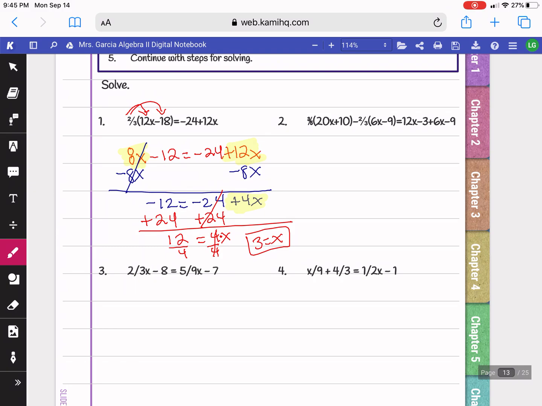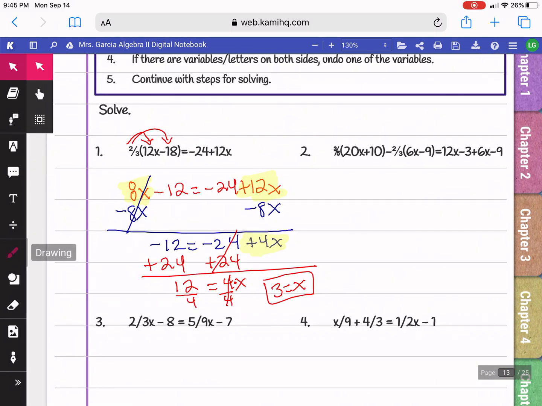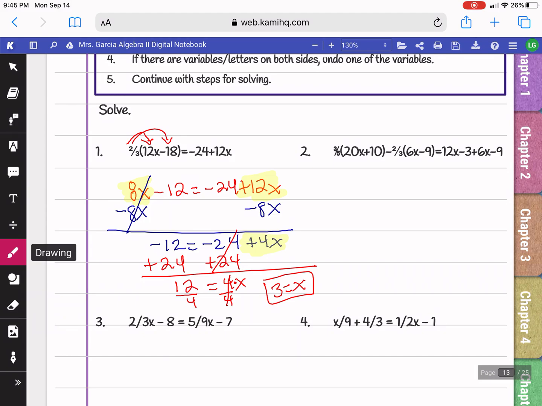If we look at the next example, we can start distributing because we have parentheses. So I'm going to distribute the 3/5 to the 20x. 3 times 20 is 60, divided by 5 is 12. So that becomes 12x. And then 3/5 times 10. 3 times 10 is 30, divided by 5 is 6.